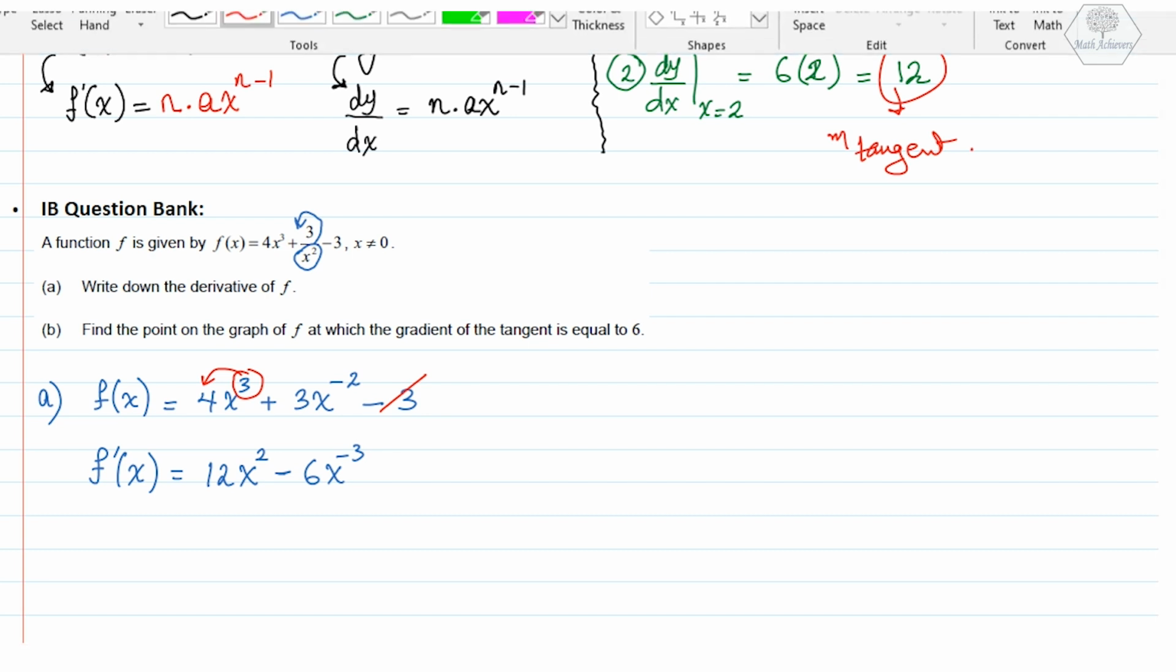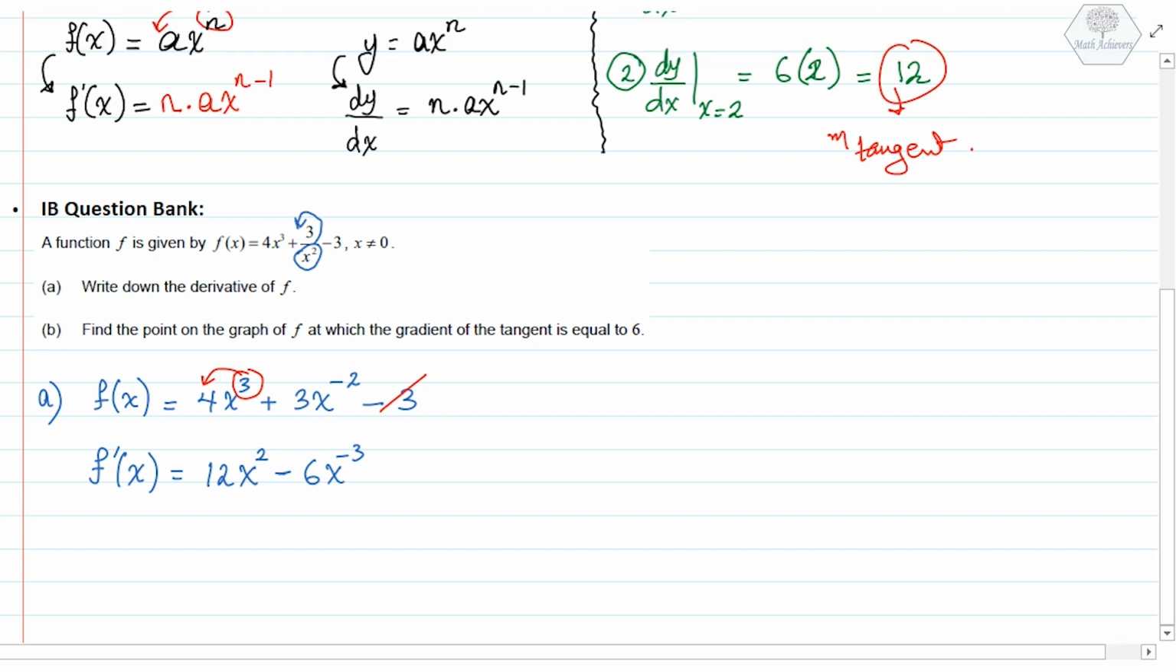Now, part B of the question, we need to find the point on the graph at which the gradient of the tangent is equal to 6. Since the gradient of the tangent is equal to 6, this means that f prime of x is equal to 6. So for part B, I need to substitute 6 instead of f prime of x. So I have 6 is equal to 12x squared minus 6 times x to the power of negative 3.